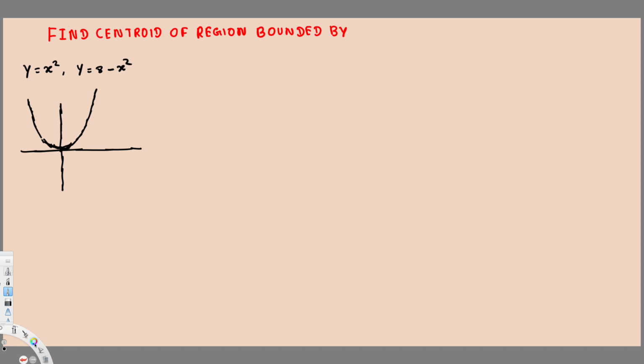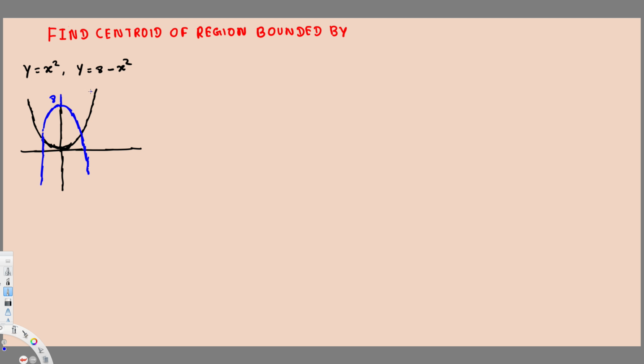and another one is 8 minus x square, and this means minus x square means this is opening down. Also, this 8 represents that it's moved 8 units in the upward direction, right? So it's going to be like this. So we have this one right here, and this is 8, and this is 0.